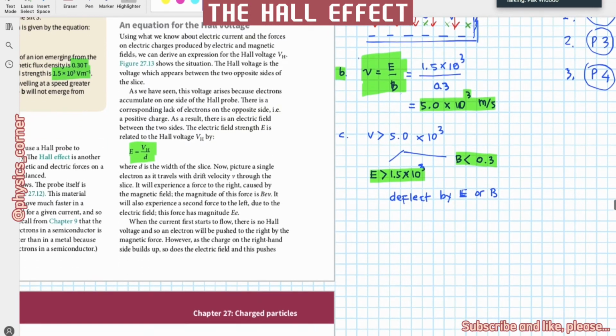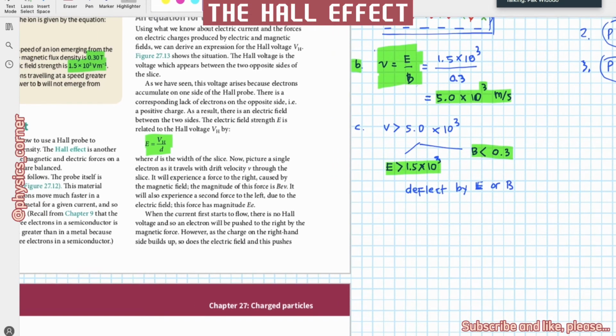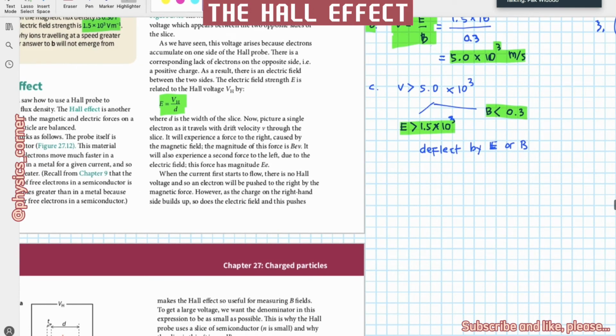We will break down the formula. This is actually on the capacitor, ya. E equals VH divided by D, where D is the width of the slice. Now, picture a single electron traversing the slice with drift velocity v. It will experience a force to the right caused by the magnetic field. The magnitude of the magnetic force is BEV. It will also experience a second force to the left due to the electric field. The force has magnitude EE.